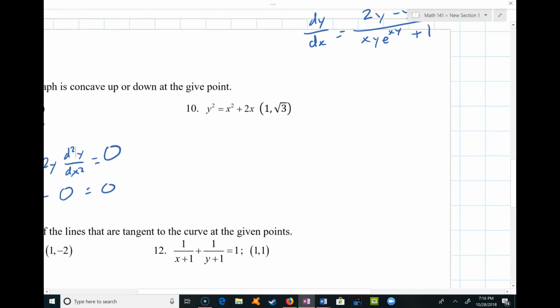Okay, how about this one? Take the derivative of both sides, I get 2y is equal to 2x. Oh, whoops.